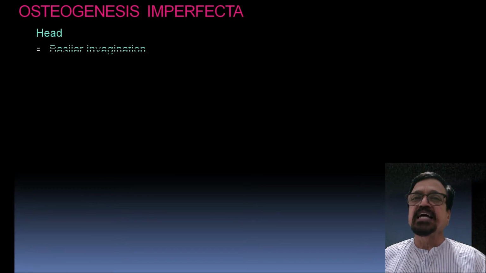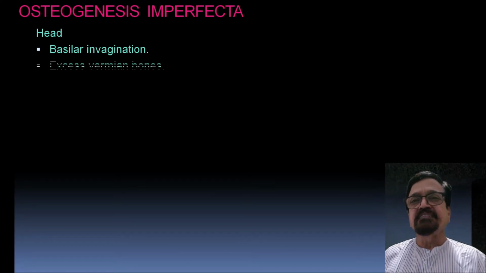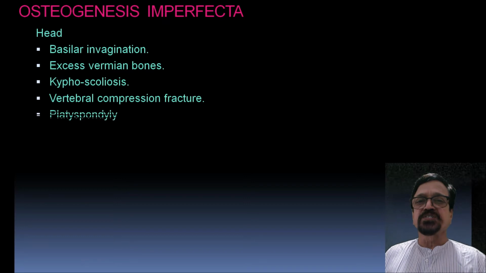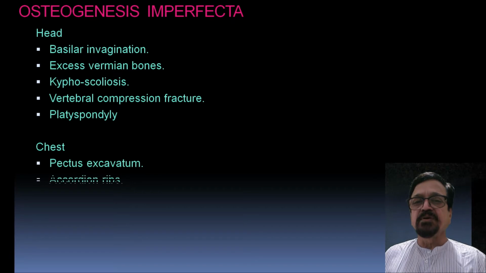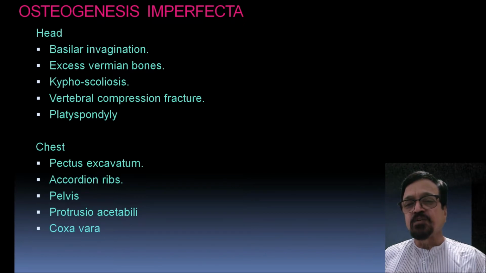Let's continue with osteogenesis imperfecta. Here there is basilar invagination, then excess Wormian bones, then there will be kyphosis, there will be vertebral compression fractures, then platyspondyly. Chest will show pectus carinatum, then accordion ribs, then there will be protrusio acetabuli in the pelvis, then there will be coxa vara, again in the pelvis. These findings you will find in the chest, in the head, and in the pelvis are listed. Let's go through them.